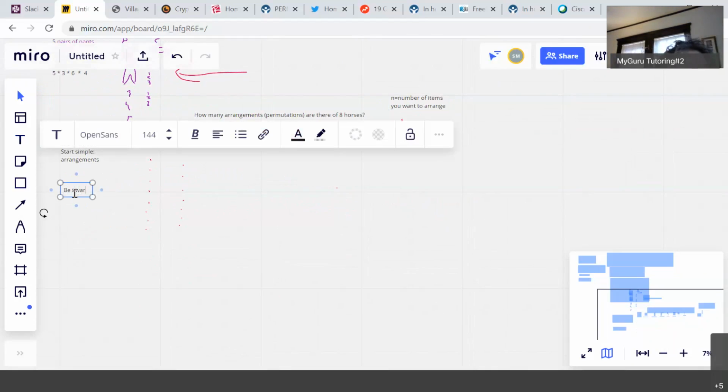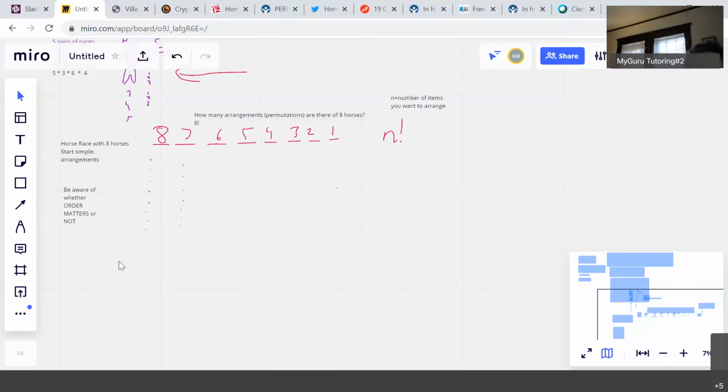Be aware of whether order matters or not. Okay, what do we mean by order matters? A lot of people see this and get confused. The idea is, do we need to count each arrangement separately, or do we need to count them all as the same? All right, so if the horse name is just a number, right, is 876 the same as 768? Is it the same as 687, or do we want to count them all independently? All right, so that's where we need to figure out whether we're talking about order mattering or not, and that will tell you whether you're talking about arrangements or groups.